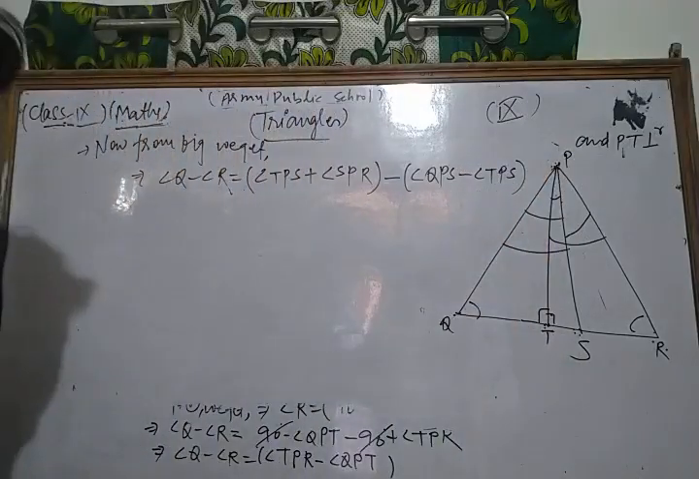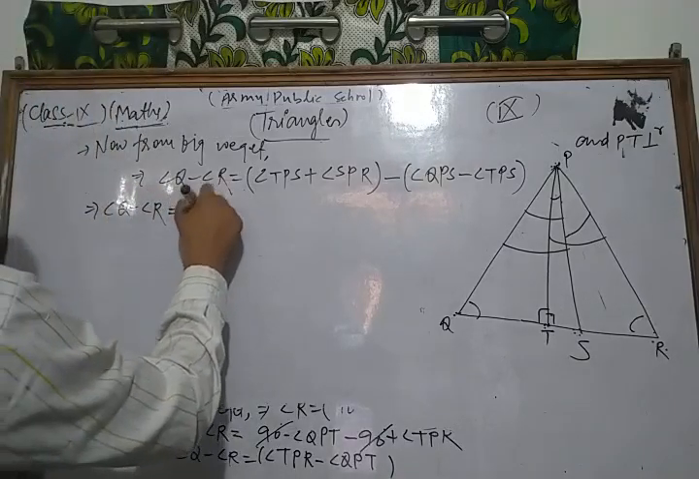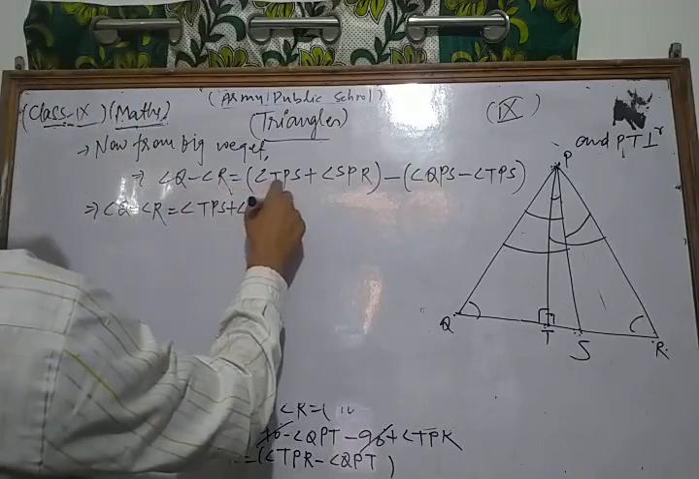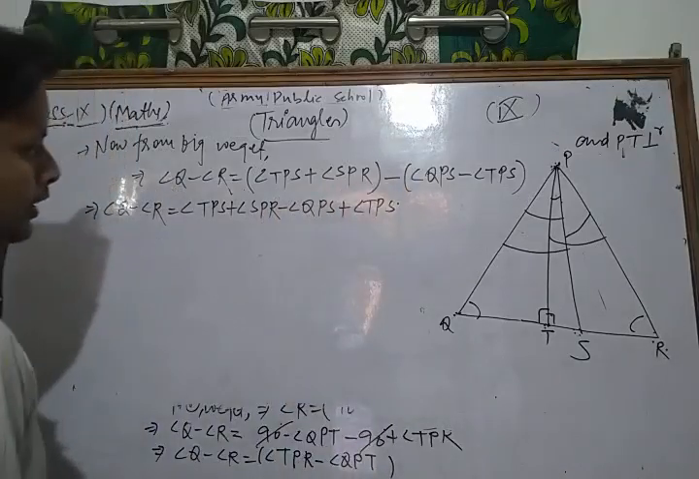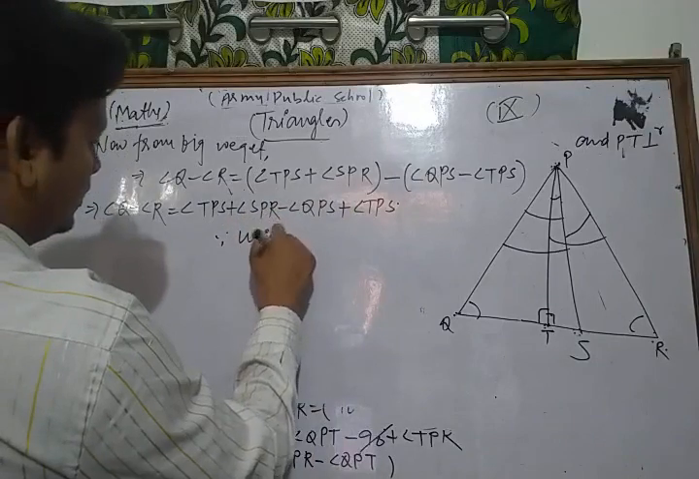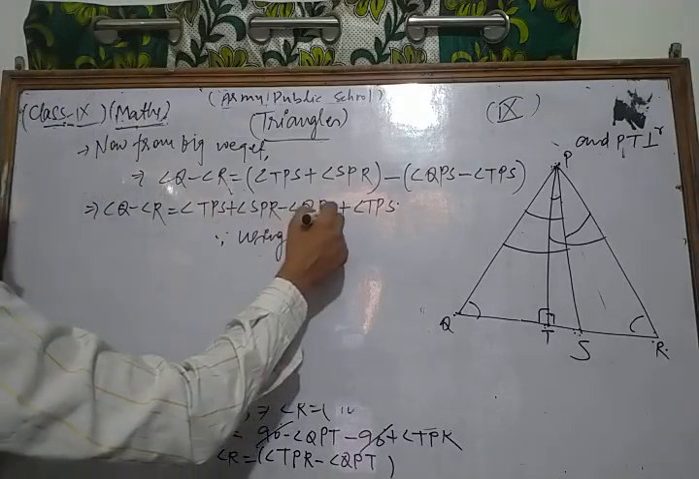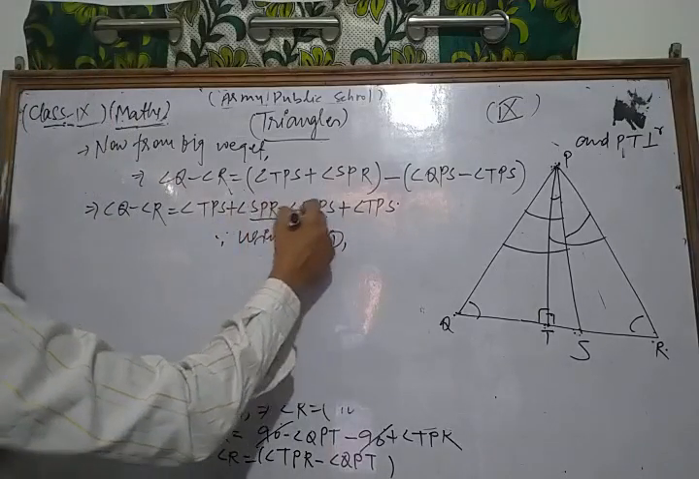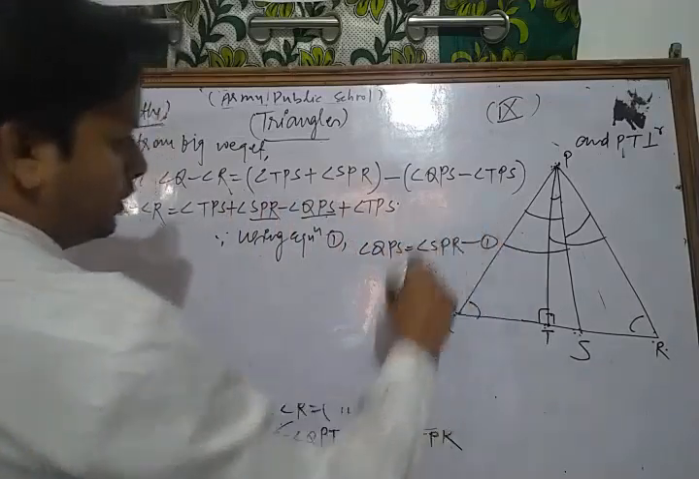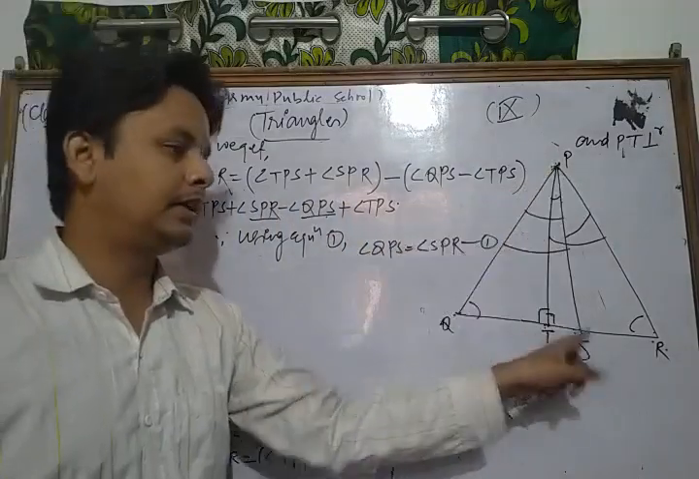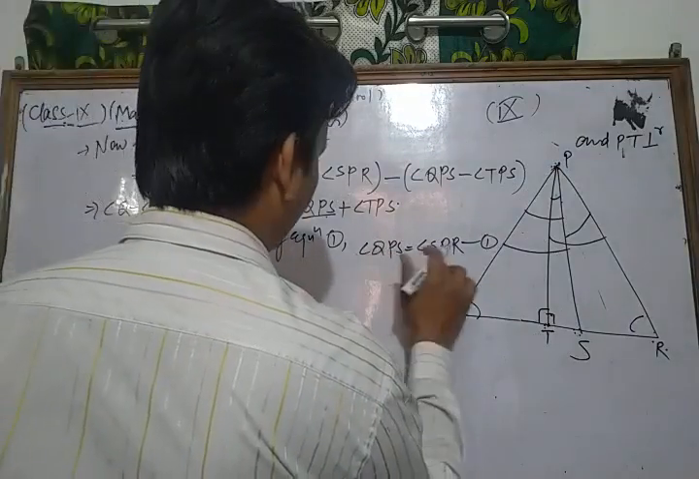Okay, now we break the brackets, we get angle Q minus angle R is equal to angle TPS plus angle SPR minus angle QPS plus angle TPS. Since using equation 1, what is equation 1? Angle QPS is equal to angle SPR. This is equation 1. In the start we take it because PS is the bisector of that angle. Yes. So we put angle QPS or angle SPR is equal to this.